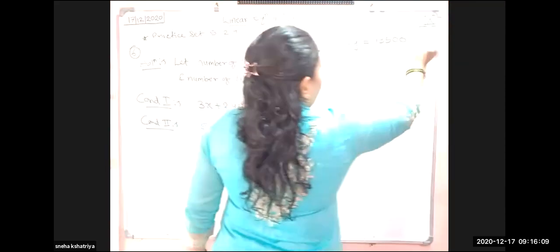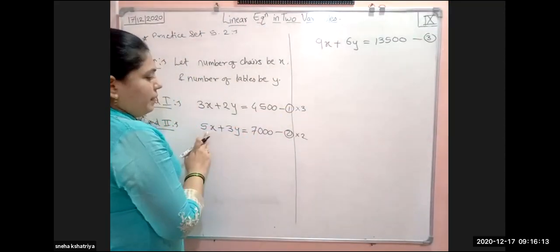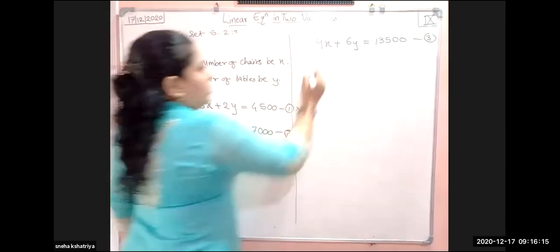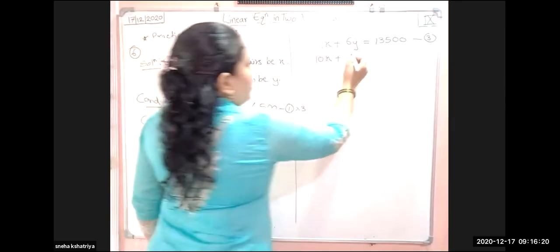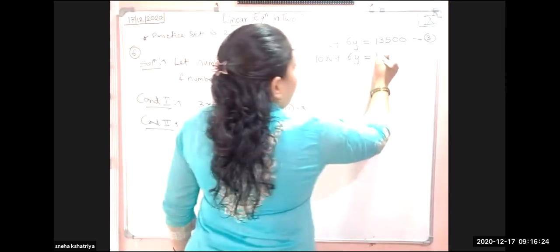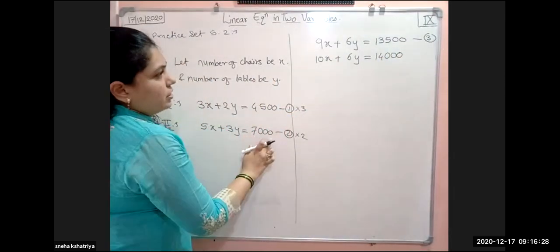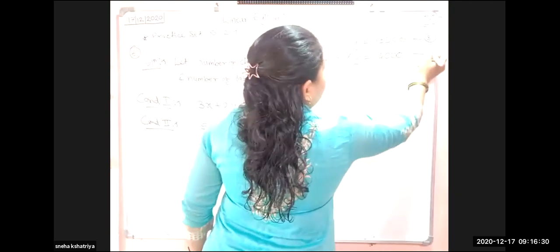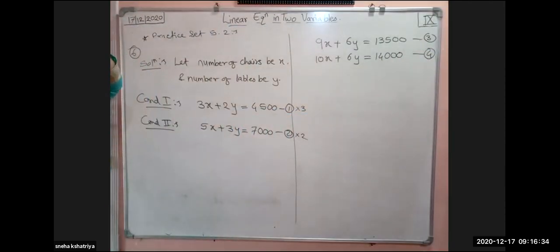Now this is equation number 3, and now multiply here by 2. 5 into 2, it is 10x, plus 3 into 2, it is 6y, which is equal to 7000 into 2, 14000. 3 zeros are there, 3 zeros are here. This is equation number 4. Okay. If you don't want to write down the equation, you can do like that also.